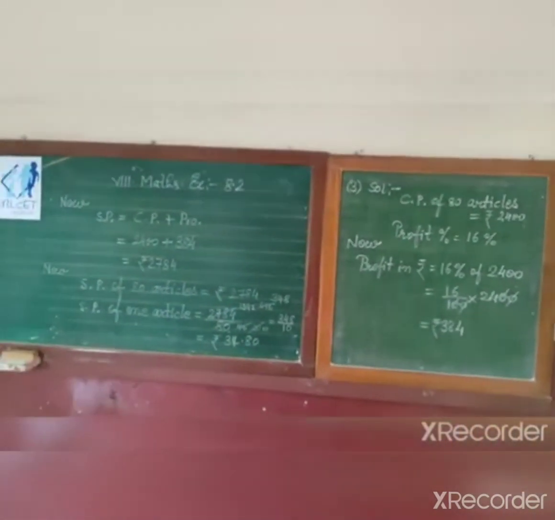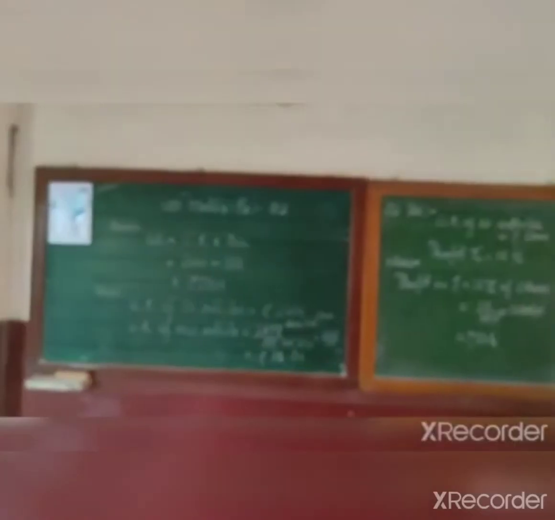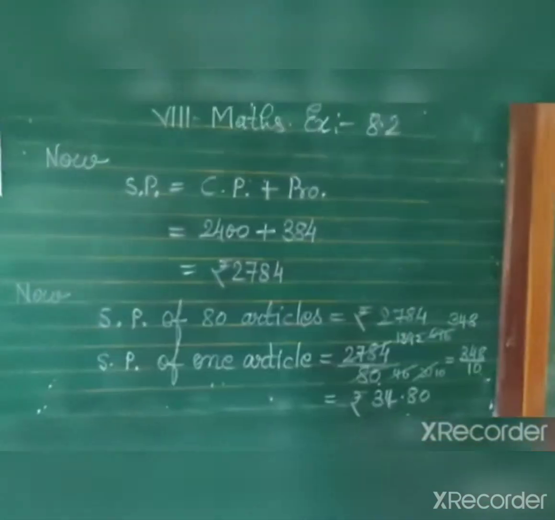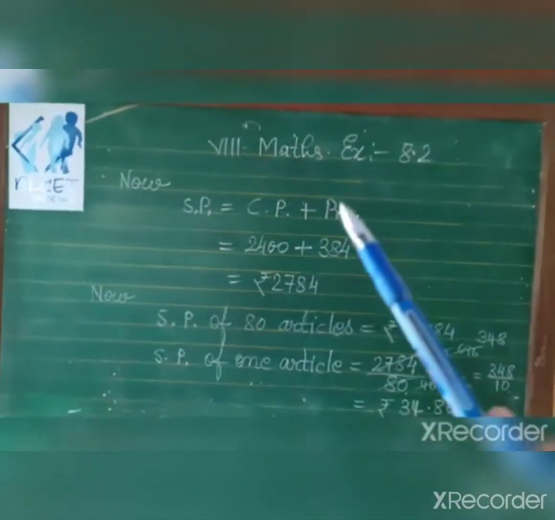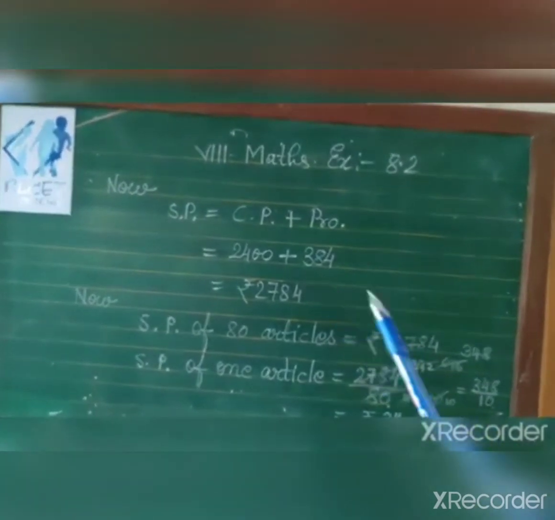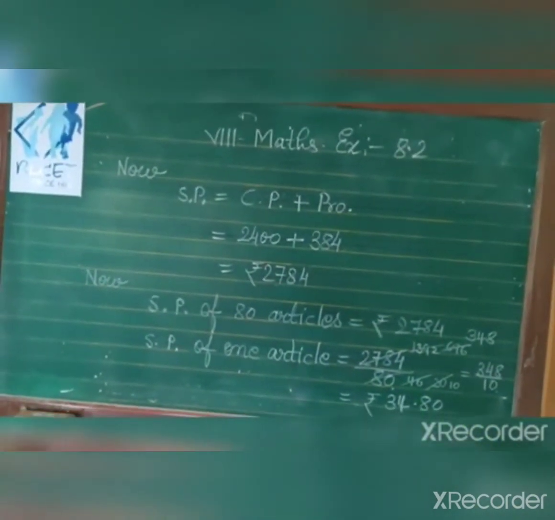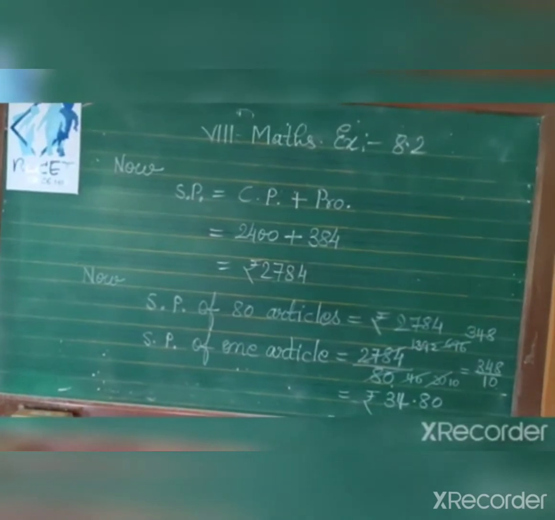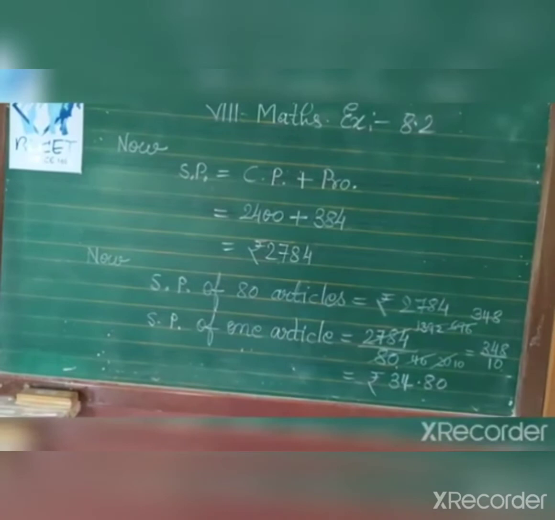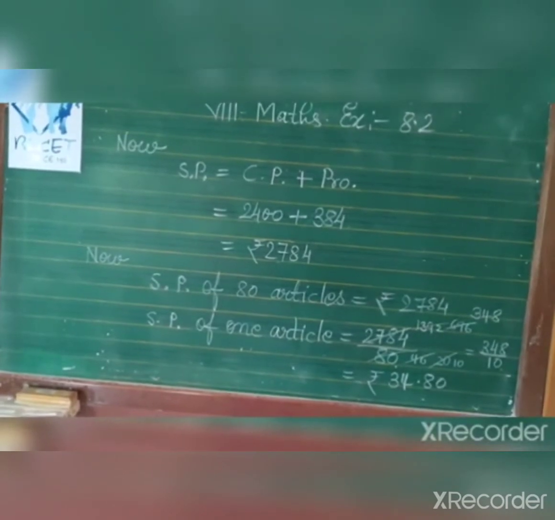Now you can see here, I think you are not able to see. Wait. Okay. So SP is equal to CP plus profit. CP is 2,400 and profit 384, total 2,784. So SP of 80 articles is equal to rupees 2,784.